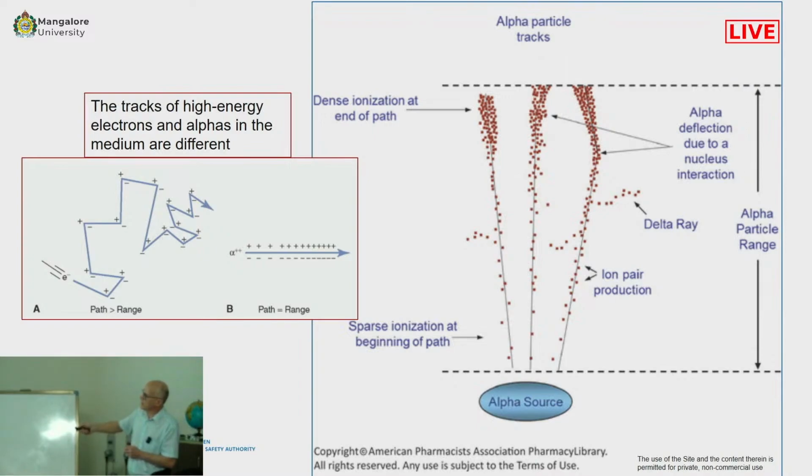So the ionization is very sparse in the beginning of the path, but very dense at the end of the path. So this is totally different compared to the path of electrons. So this is alphas, very straight line, but electrons go like this. But in this course we are not dealing very much with electrons. We concentrate on photons and alphas.